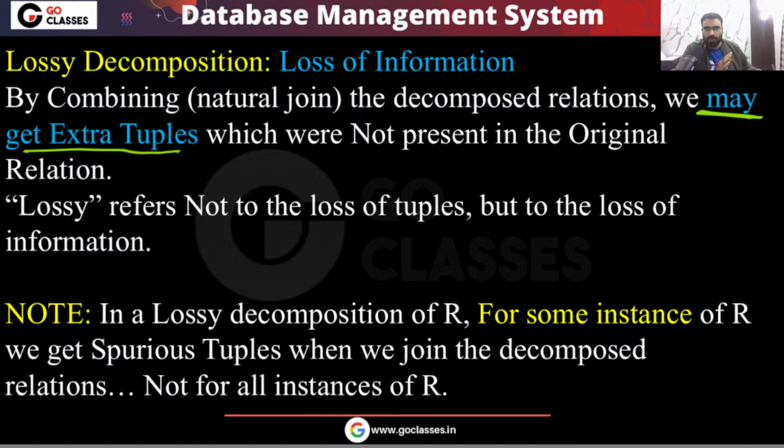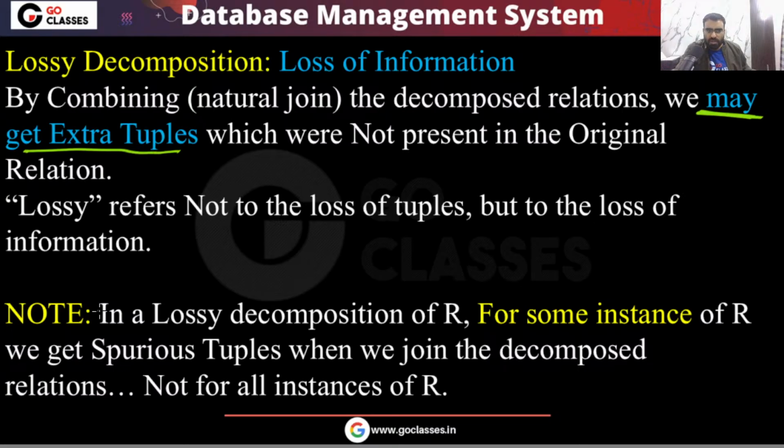Please understand, when I say lossy decomposition, it does not mean that for every instance, whatever instance you take, you will always get some extra tuples. No. For at least one instance of R, when we do the natural join of the decomposed relations, we must get spurious tuples.